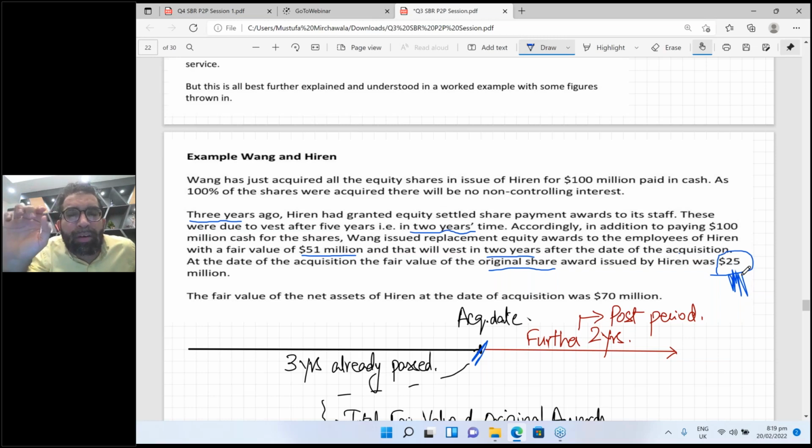The responsibility on the shoulders of S company is 25 million times 3/5. That is $15 million. This is the responsibility of S company to give shares at the date of acquisition, for 15 million. S company requested the parent company to fulfill this deal, and the responsibility of S company at the date of acquisition was only 15 million.